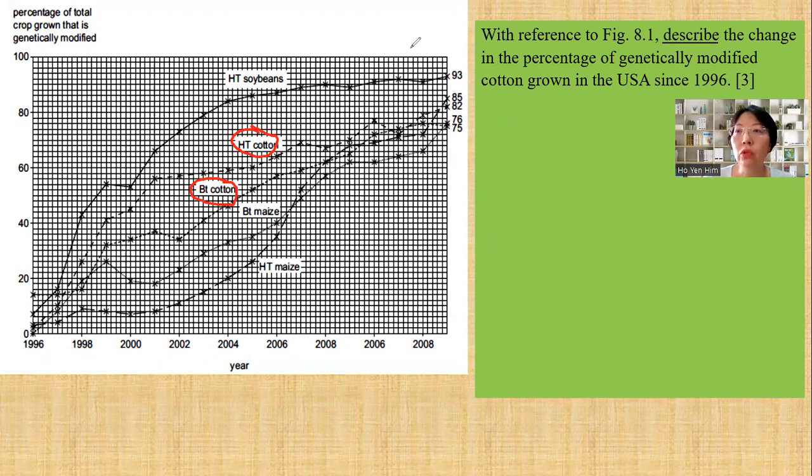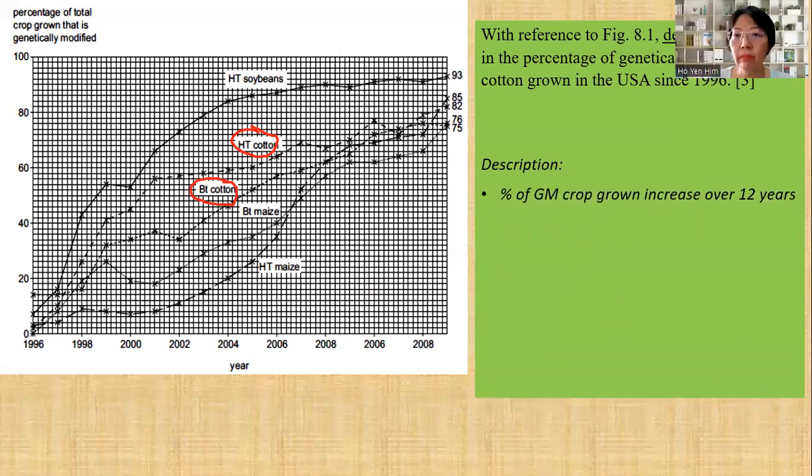So we're supposed to describe the changes. Again, the first point is you need to talk about the general trend, right? The general trend: the percentage of GM crop grown increases over the 12 years. So you see for both of them it is increasing, right? So increasing from 1996 to 2000.